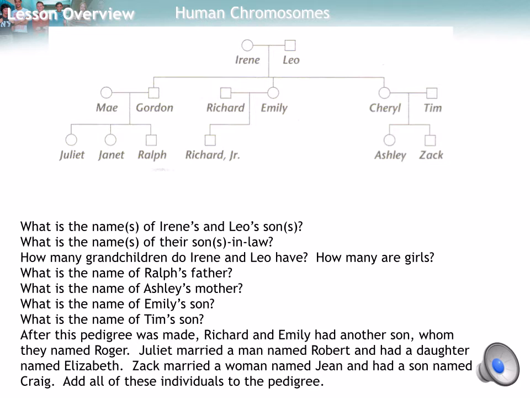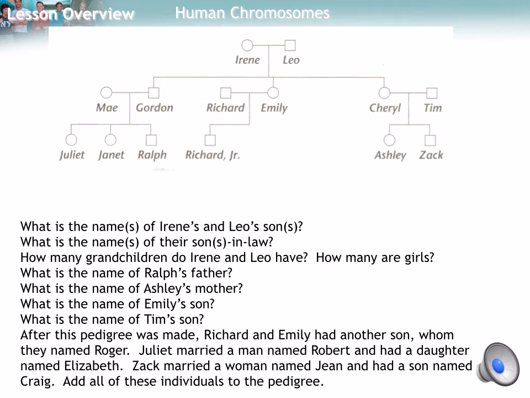Irene and Leo are in the very first generation, and we know that they're married because they have a horizontal line that connects them. They have a line going from left to right. Now, they also have a line that is going vertical, or up and down, between them. And if you follow that line, it should lead you to three individuals. And who are those individuals? They are Gordon, Emily, and Cheryl.